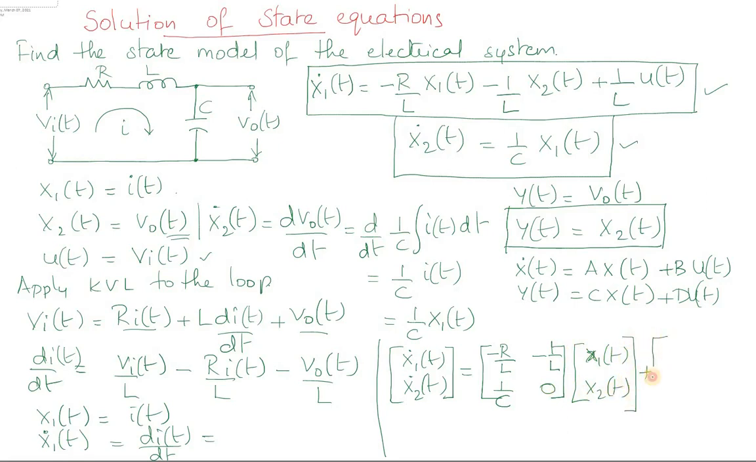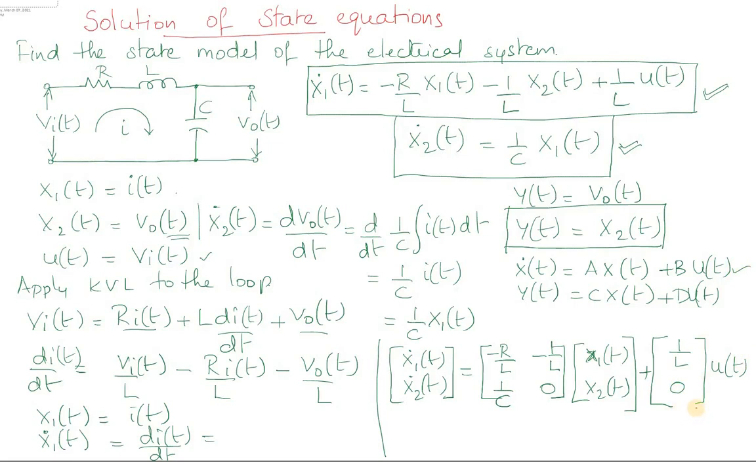Plus, this is the B matrix. To write the B matrix, this will be multiplied by u of t. So we need to consider the u terms. If you see the first equation, that is x1 dot of t, for u of t we have the coefficient as 1 by l. So write 1 by l here. And if you see the second equation, that is x2 dot of t, we don't have any u of t term. So in place of this, put a 0. So this is the state equation.